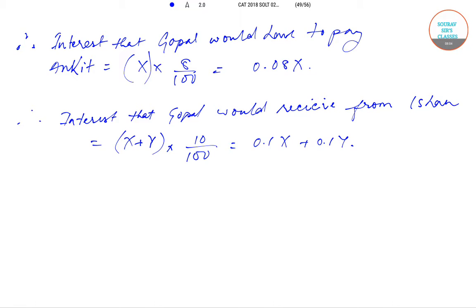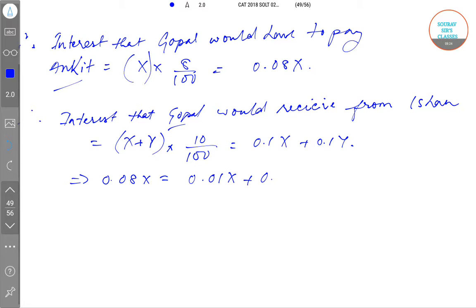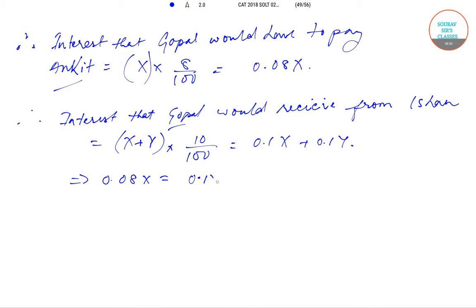Now it has been said that if this is the case, then the interest that Gopal paid to Ankit and the interest that Gopal received from Ishan, both of them are the same. So that means that 0.08x will be equal to... I have committed a mistake over here. Let me rub it out. So this should have been 0.1x plus 0.1y.